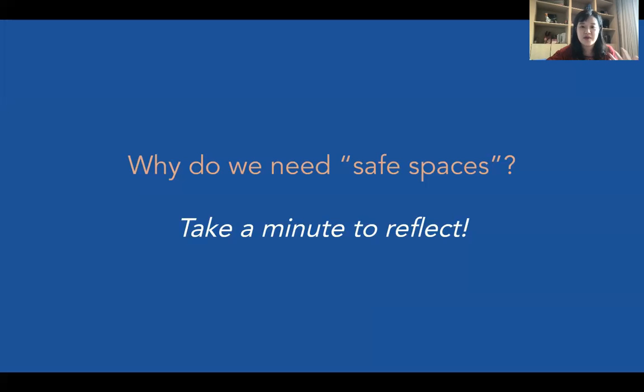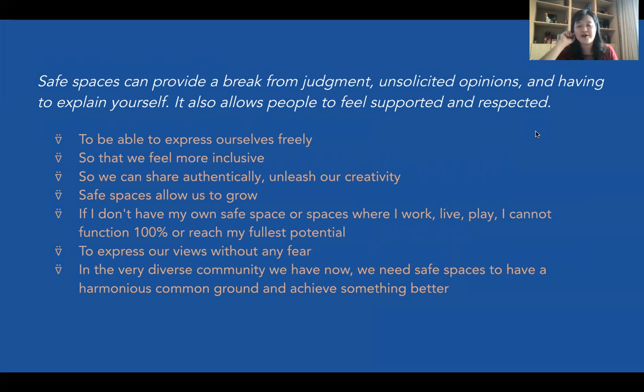That we have to either say things that always please other people, or we cannot be ourselves, we have to hide our true selves, or we constantly feel like we're judged. What would happen to our mind and our life if we don't have a safe space in our surroundings? So here is a list of some of the reasons why we need safe spaces. And I'm sure you have your very good, strong, and solid reasons as well.